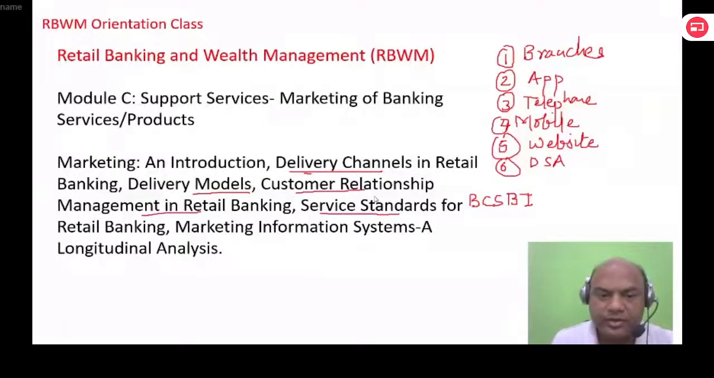Then MIS, marketing information systems. Earlier we had MIS in module B. Now here we are having MKIS, marketing information system. This is a compulsory question in your exam, because this MKIS has 4 parts. This system has 4 elements. All those 4 elements are asked in the exam.